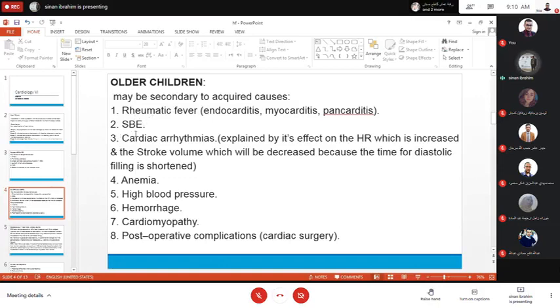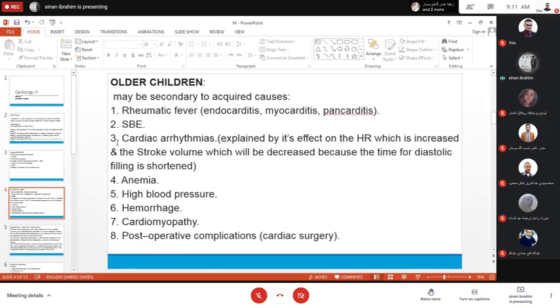Subacute bacterial endocarditis, also these patients are liable for development of heart failure. Also, this subject is not discussed in our curriculum because of limited time. So these subjects, I think you took it in medicine, so you should have a good background about these two subjects.